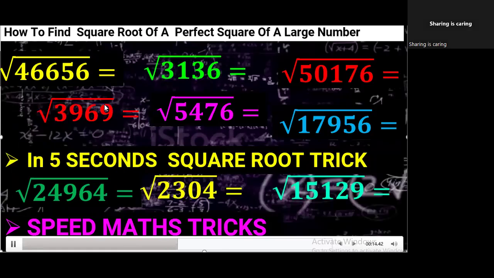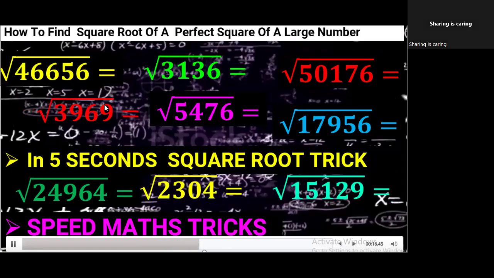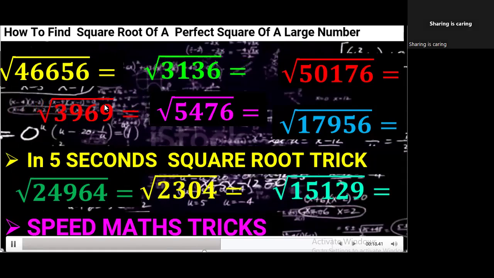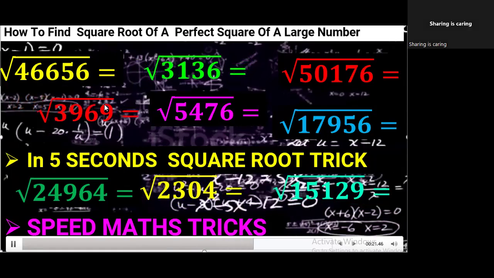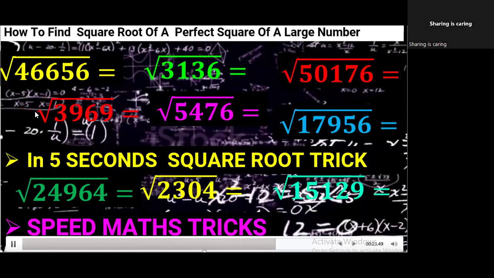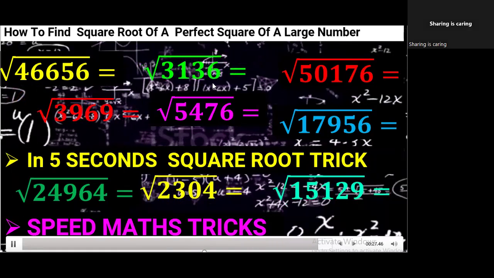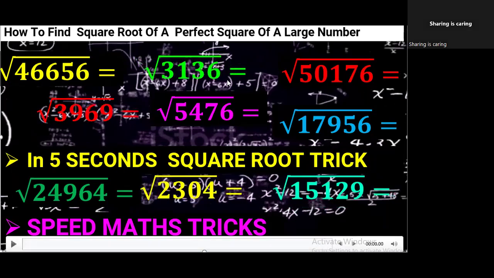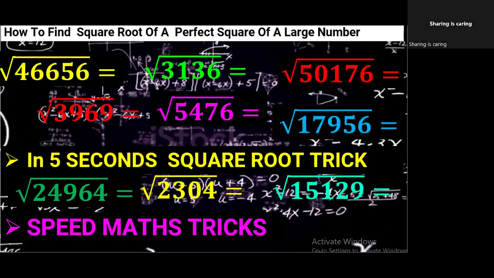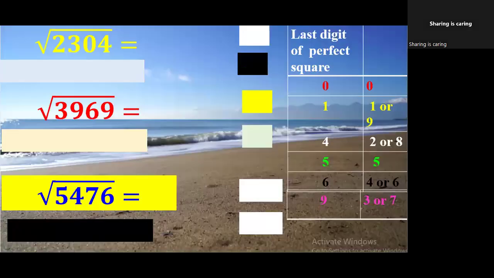Hello everyone. Today I will show you a very simple technique to find the square root of a perfect square of a large number. As you can see here, we have a very large number. We need to find the square root of this number by applying only 3 steps. To start with, I will demonstrate with an example.